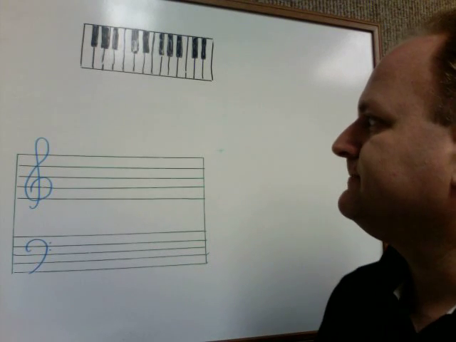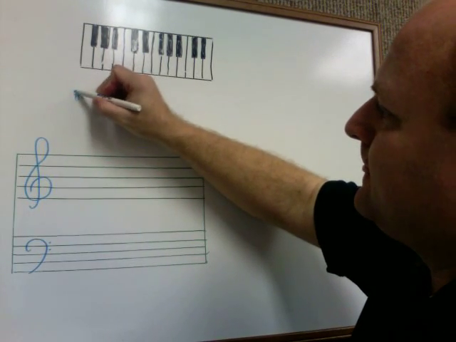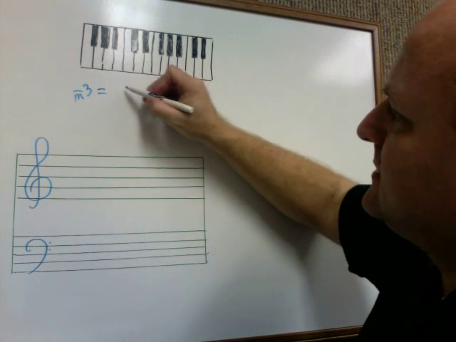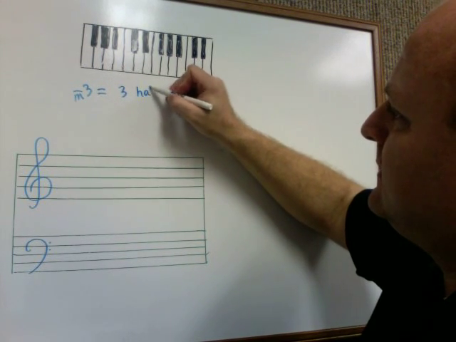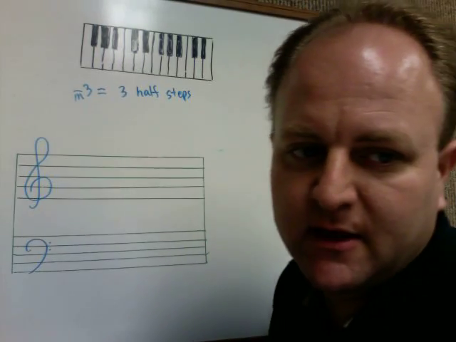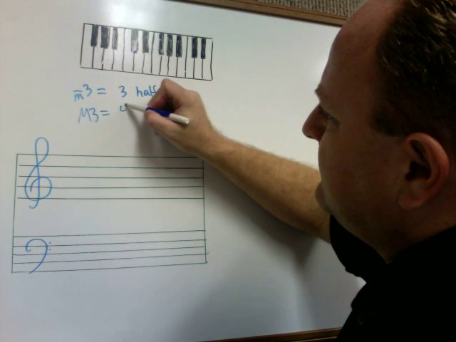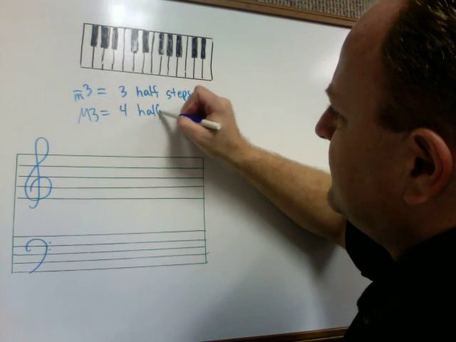This podcast will deal with building major and minor thirds. Another way to look at major and minor thirds: a minor third equals 3 half steps, or 3 keys on the piano. Major third equals 4 half steps.